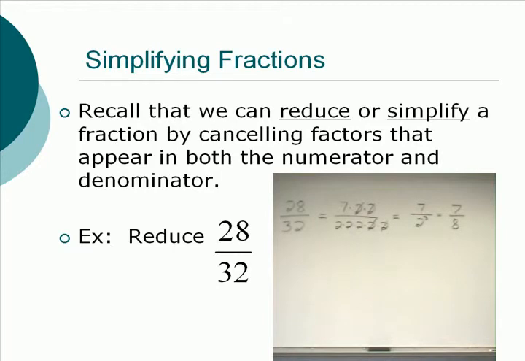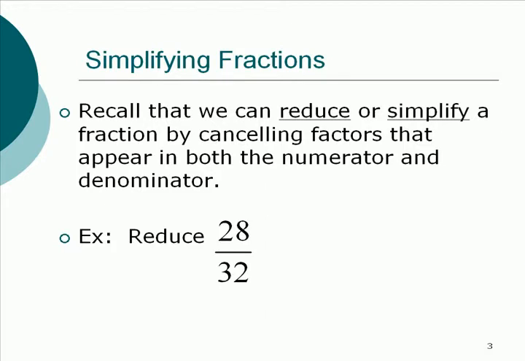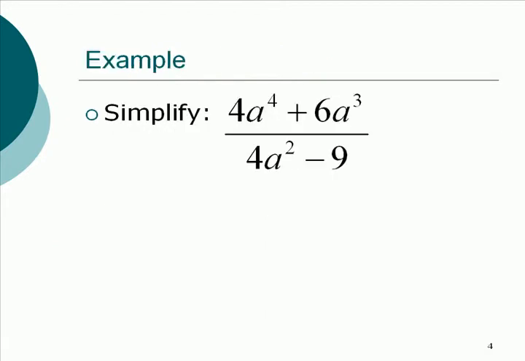Now we're going to take that exact same idea and apply it to an algebraic fraction. Factor, cancel your common factors, and you've got it reduced. For example, 4a to the 4th plus 6a to the 3rd over 4a squared minus 9. That's an algebraic fraction. Any fraction with variables in it is an algebraic fraction. Well, let's simplify that. We have to do the same thing we did with a numeric fraction. You need to factor it. You need to get it into its factorization or its prime factorization first.